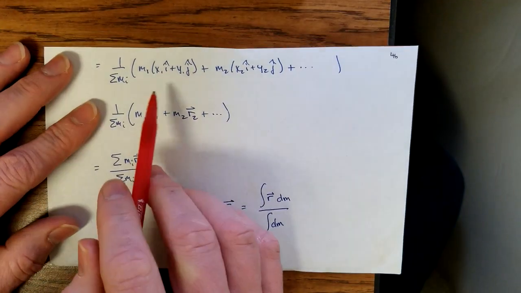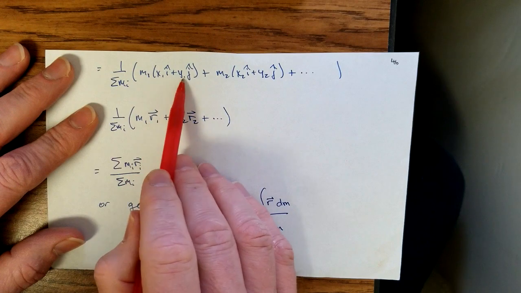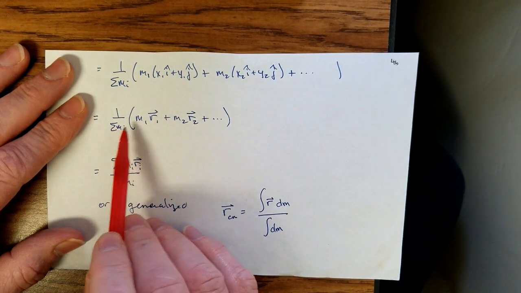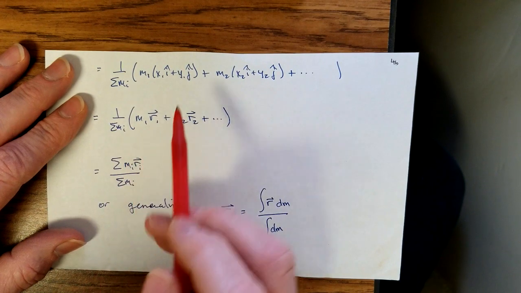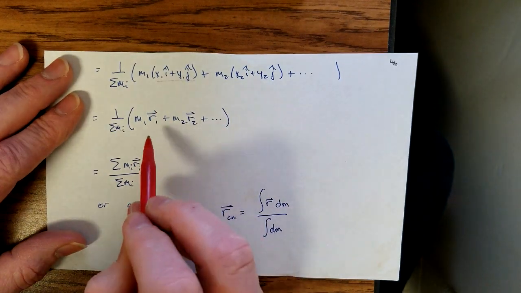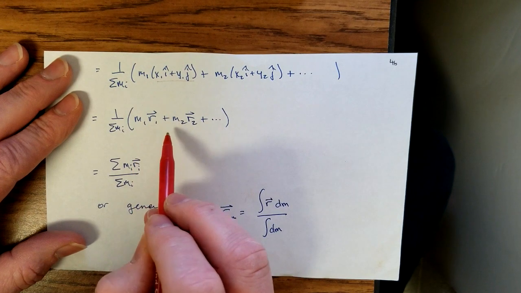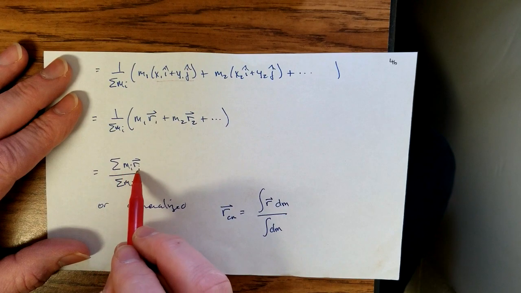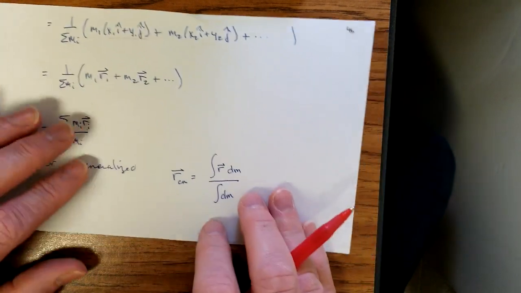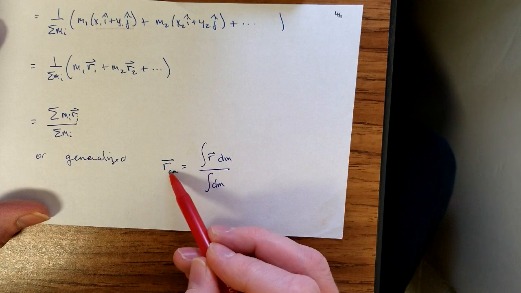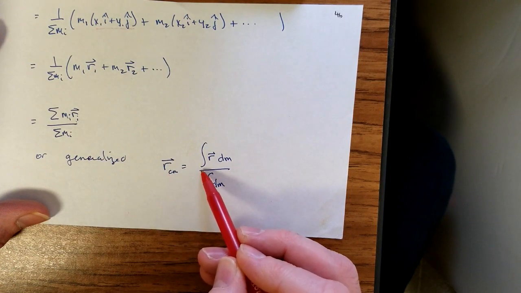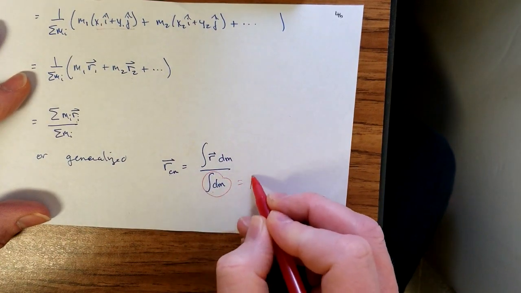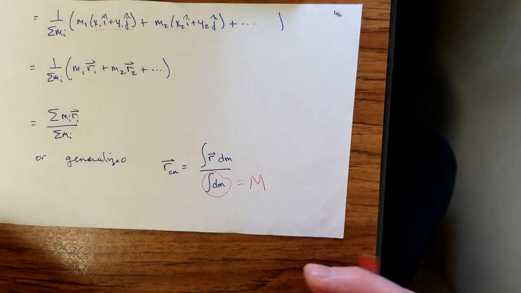And then I factor mass 1 out, since it's common to all the first terms, and mass 2 out of the second terms. And so now I have 1 over the total mass times m1 r1 hat, because that is just the radial position vector. So m1 r1 plus m2 r2, and so on. In other words, I'm adding up all the mi ri's. So I can generalize my formula as the position of the center of mass is equal to the integral of r dm over dm. And again, this is just going to equal the total mass. And there's the center of mass.